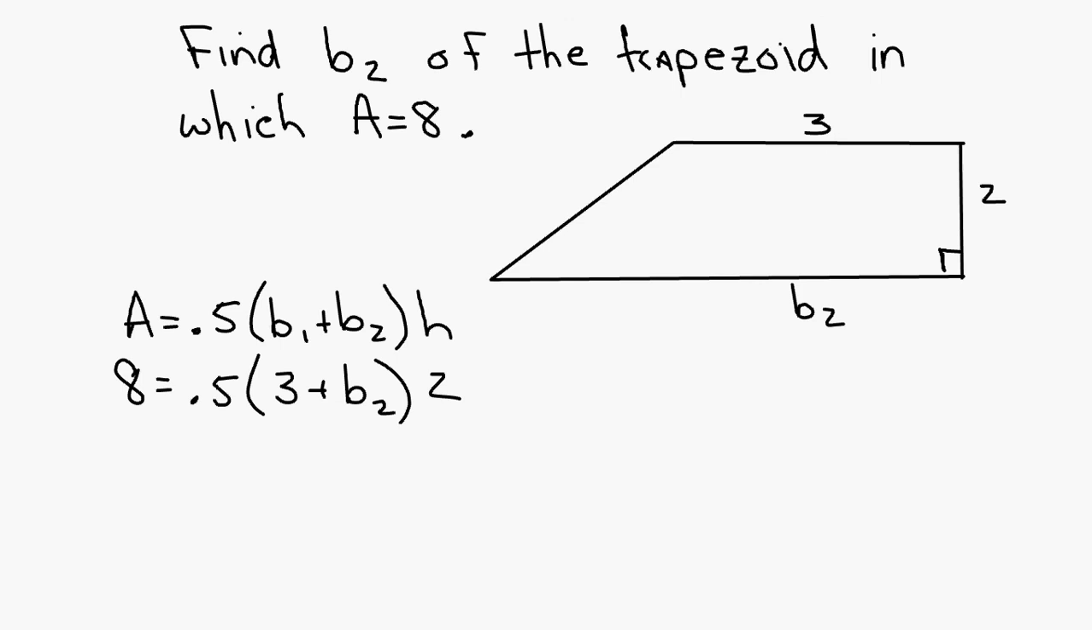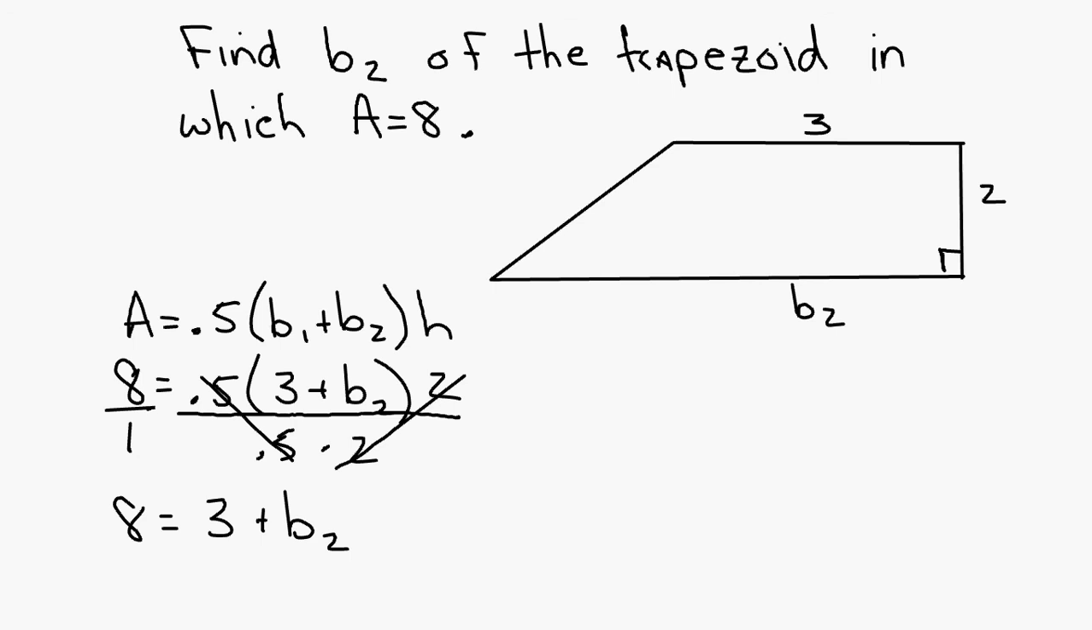So right here, you can take this 0.5 and you can multiply it by the 2 right now. What's half of 2? 1. So you can divide both sides by 1. And when you divide both sides by 1, you're dividing both sides by 0.5 times 2. So these cancel and these cancel. So 8 is equal to 3 plus b sub 2. And you can subtract 3 from each side.